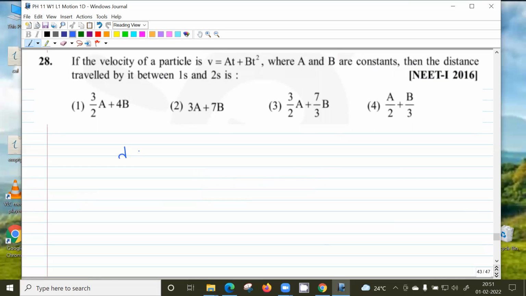So distance between 1 and 2. You can also write the symbols properly. So this is equal to distance travelled in how many seconds? 3 seconds or 1 second? Is it the distance travelled in 3 seconds minus 2 seconds? 2 minus 1. Yeah.